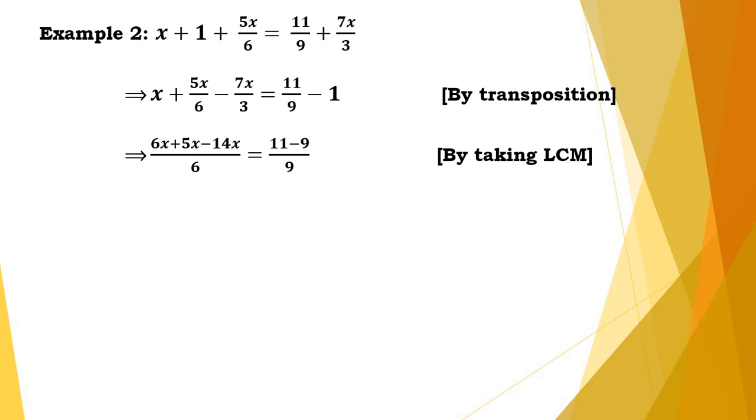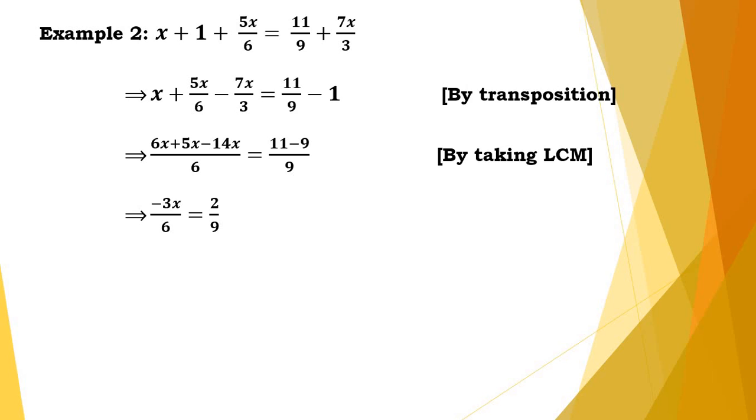The LCM of the LHS will be 6, so it will be 6x plus 5x minus 14x by 6 is equal to 11 minus 9 by 9, by taking LCM. Now you see that in the numerator of the LHS we have all the like terms, so we can solve them. 6 plus 5 is 11, minus 14 is minus 3, so it will be minus 3x by 6. In RHS it will be 2 by 9. So minus 3x by 6 is equal to 2 by 9.